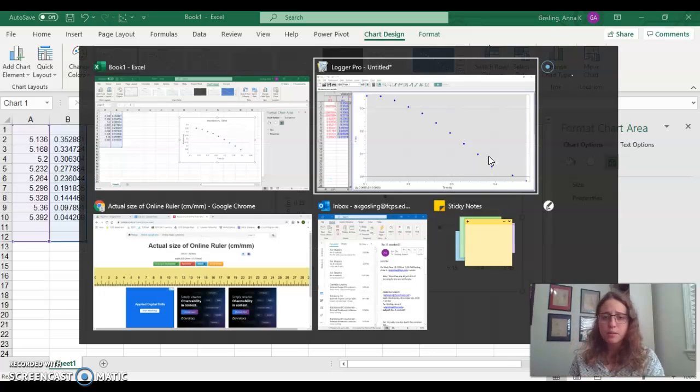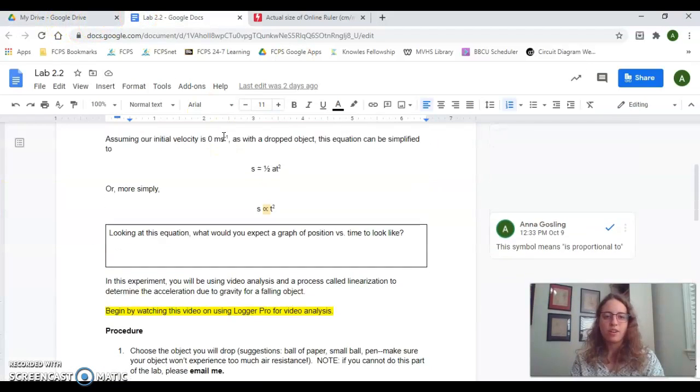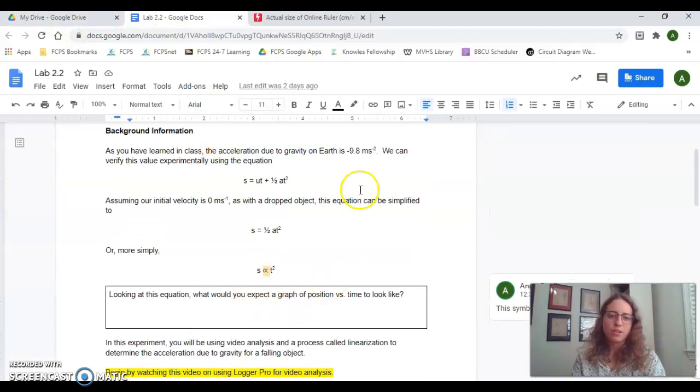So this brings us back to our equations here, our pre-lab. When we simplify this equation, s equals ut plus 1/2 at squared, what we get is that s is proportional to t squared. Or a little more generally, our position, our displacement, whatever you want to call it, is equal to 1/2 times our acceleration times our time squared.